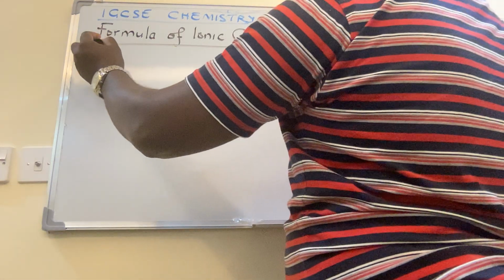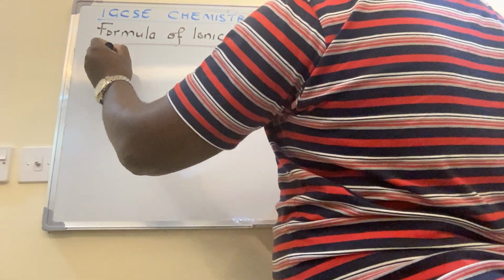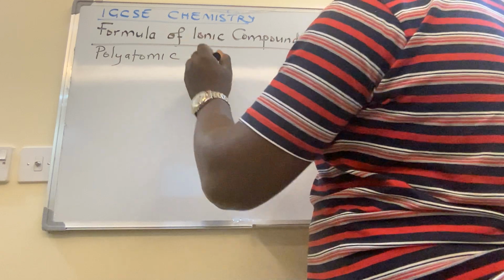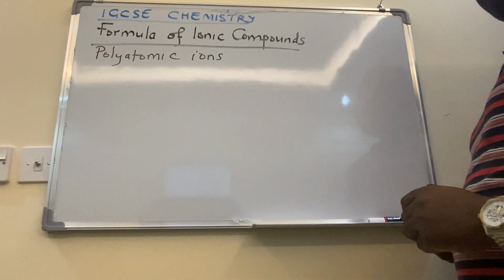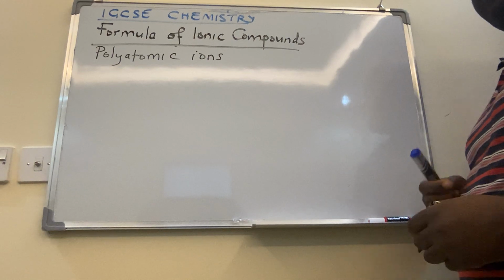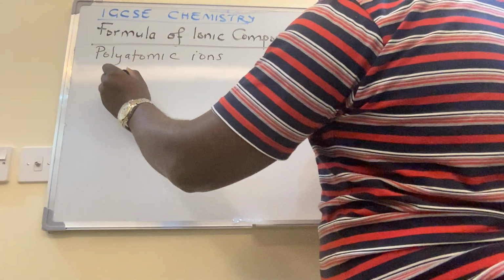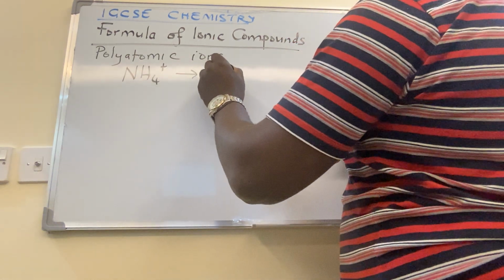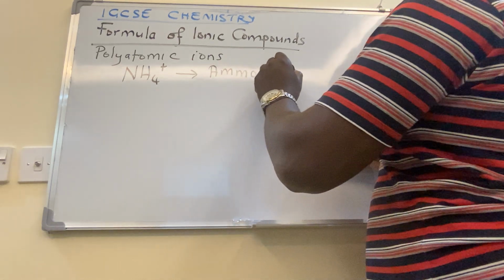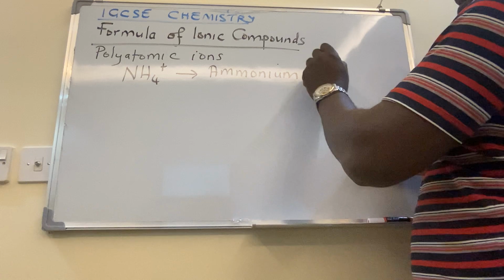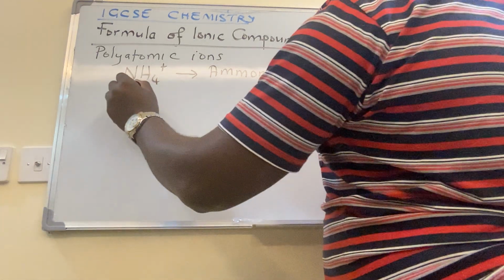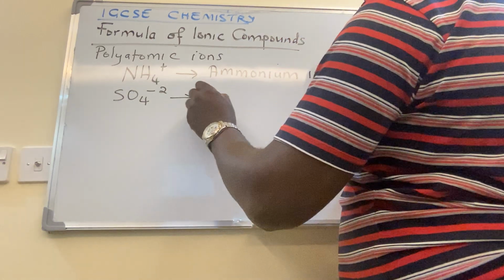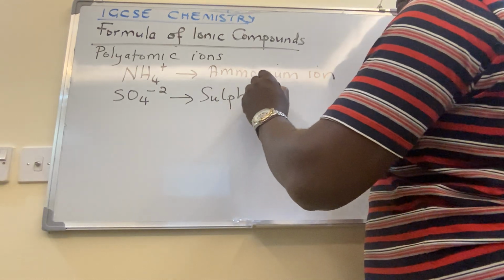By polyatomic ions, I'm referring to ions which are made up of more than one atom. That's why we call them polyatomic ions. Some of these polyatomic ions are positively charged, some are negatively charged. You can look at a polyatomic ion which is positively charged as NH4+. This one is called ammonium, so this is an ammonium ion. I can also look at another one which is negatively charged, such as sulfate.